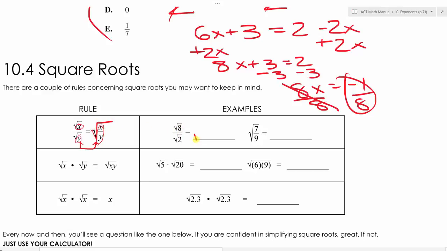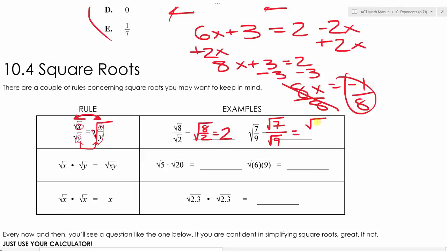So root 8 over root 2, we can combine those two values under the same square root, and we get root 8 over 2, which is root 4, which I'll skip a step there and just write 2. So again, root 4 equals 2. And then we can also split, so we can go in either direction here. We can go from left to right or right to left. In this case, we would go from this form on the right to this form on the left.